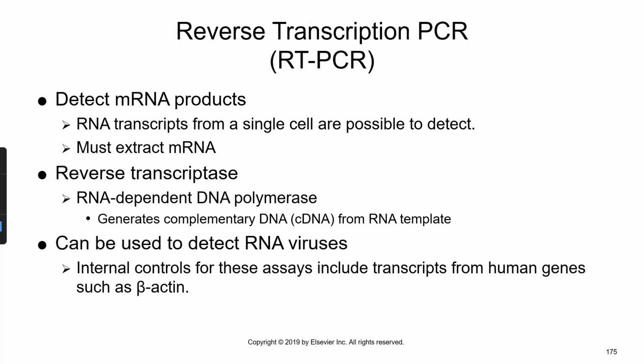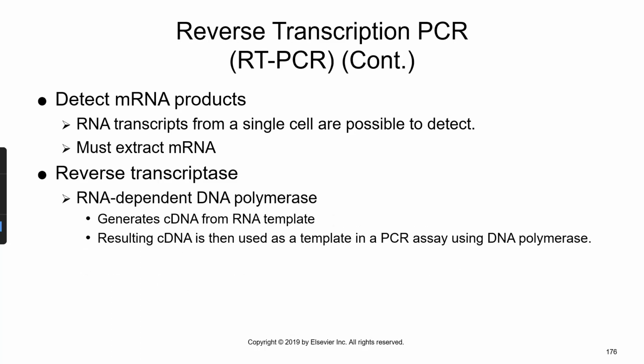Reverse transcription PCR, RT-PCR, detects mRNA products. RNA transcripts from a single cell are possible to detect. You must extract the mRNA though. Reverse transcriptase, an RNA-dependent DNA polymerase, generates complementary DNA, and then that can be used to detect RNA viruses. You can detect mRNA products.